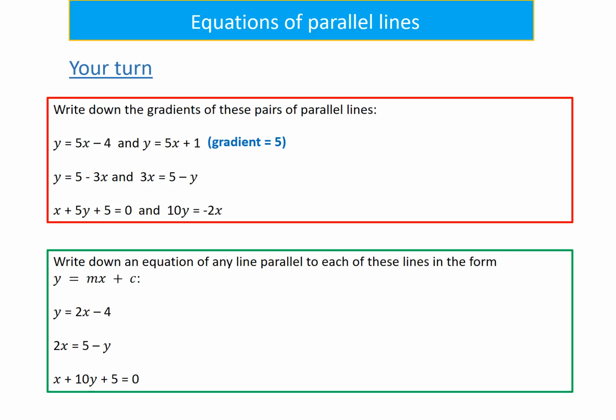For example, in the first pair, the gradient is 5. You can see that's quite straightforward. It's right here and right here. For the next one, the gradient is minus 3, and it's easier to spot that gradient from this example here. Remember that the gradient is the number in front of x, and not the first number, not the first value after equals.